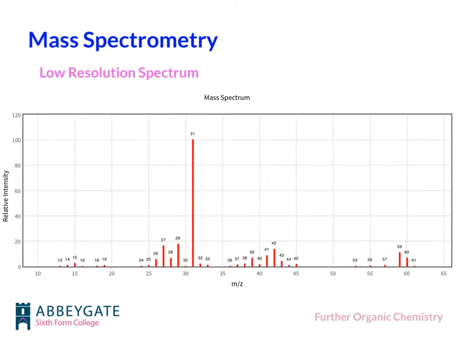This is an example of a low-resolution spectrum obtained from a mass spectrometer. So some points to note. At the bottom, we've got m/z, which essentially is the molecular mass. And up the side, we have relative abundance.